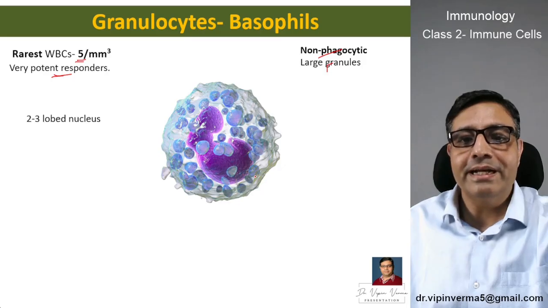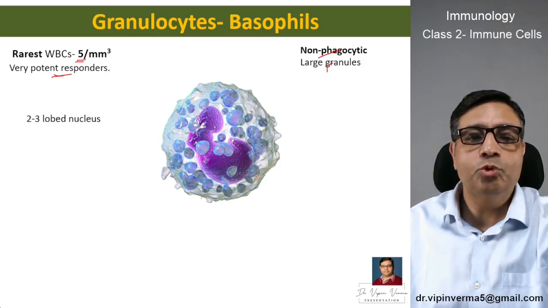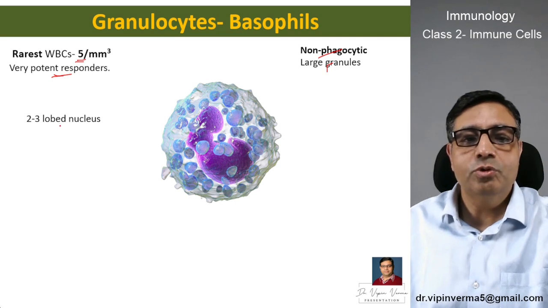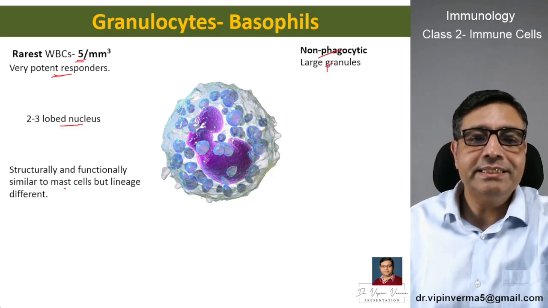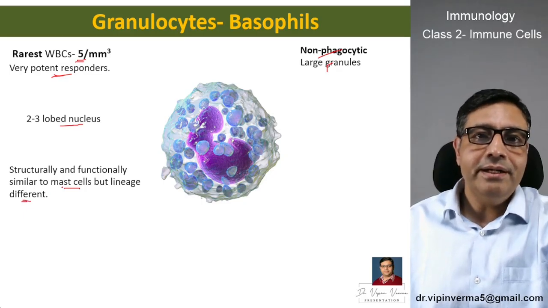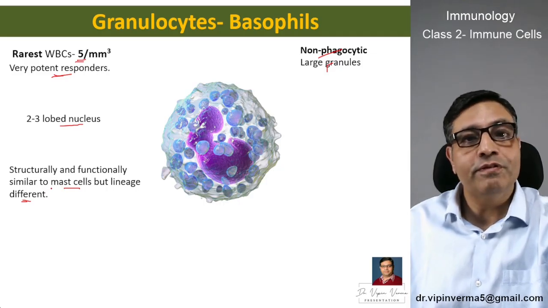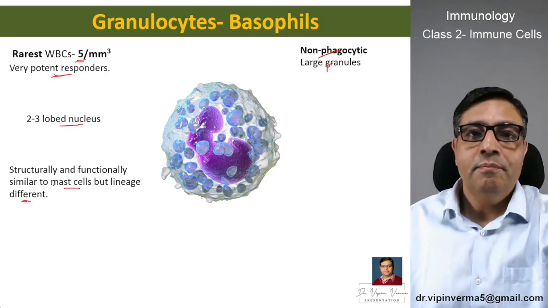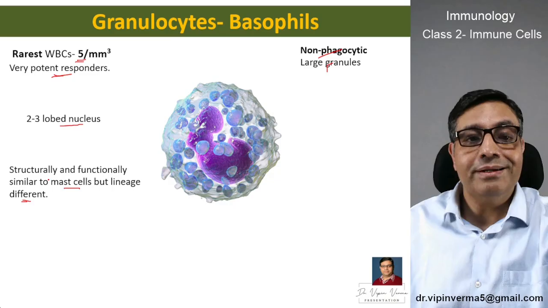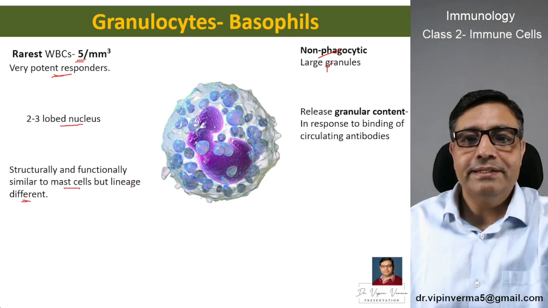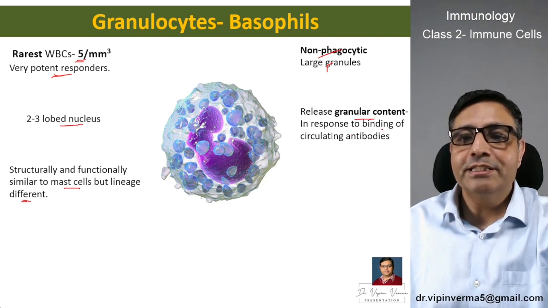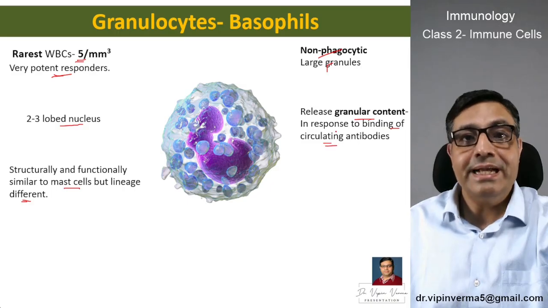They are filled with granular content, and their nucleus is 2 to 3 lobed. They are structurally and functionally similar to mast cells, but their lineage is different. Earlier it was thought that mast cells and basophils belong to the same lineage, but later it was found that although they are structurally and functionally similar, their lineage is different. They release granular content in response to binding of circulating antibodies.